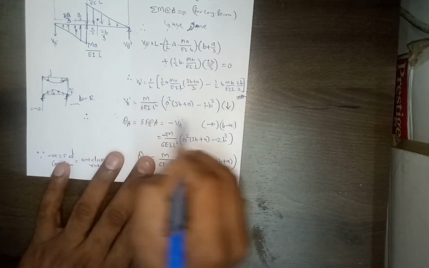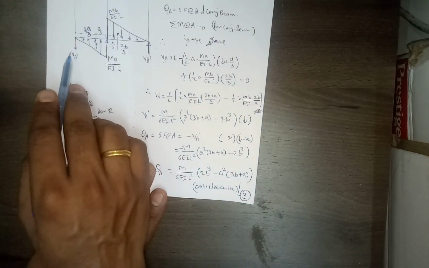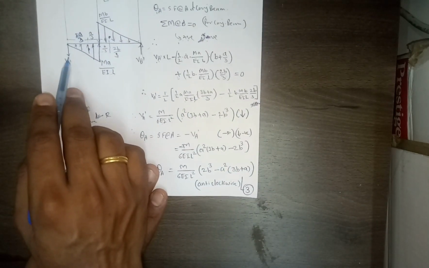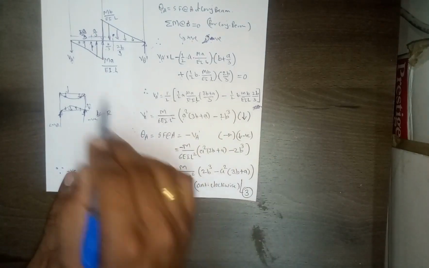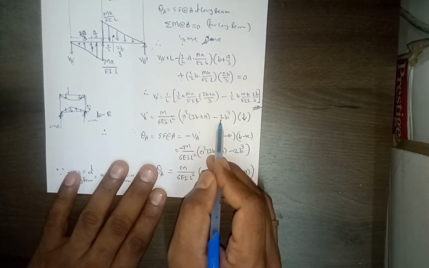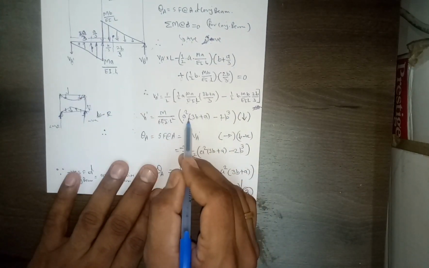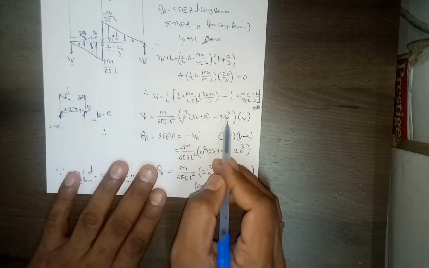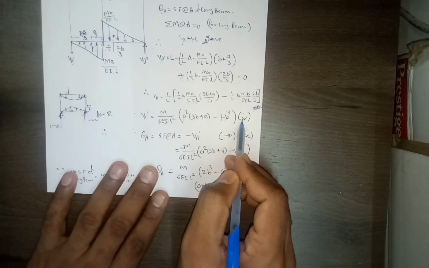Now this answer we got with this sign convention, where we have assumed it is downward. If you consider it upward, then what you'll get is 2B cube minus this term. But this is the answer we are getting with the downward notation.